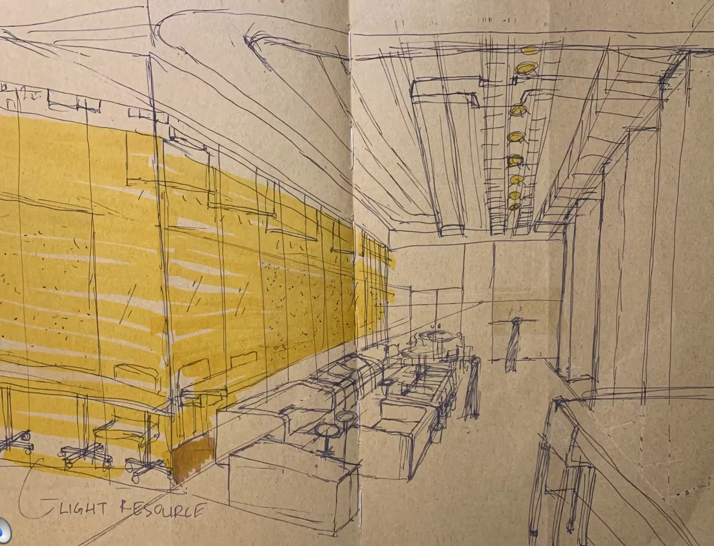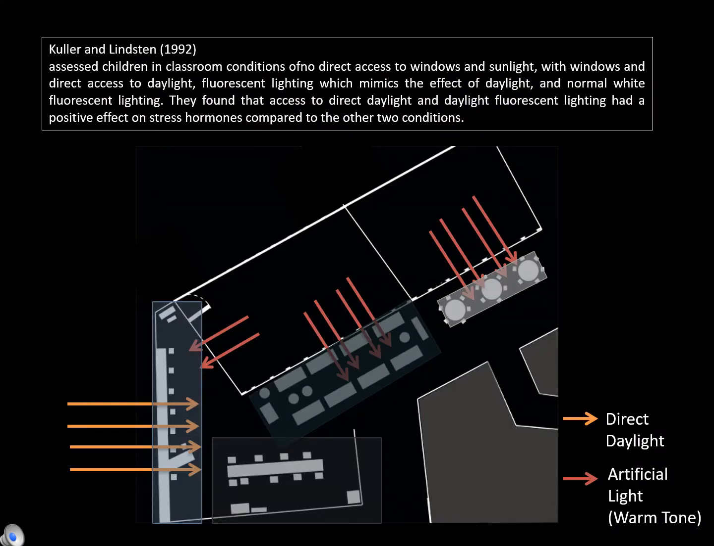That makes me remember a theory in environmental psychology by Tony Cassidy in chapter 4, of an experiment by Kohler and Linston in 1992, where they found that access to direct daylight and daylight fluorescent lighting had a positive effect on stress hormones compared to the other conditions. This space applied that rule, using warm tone artificial light and having windows to allow direct daylight, which created a different ambient characteristic in each corner of the room. Because of that, I divided the space into four zones: A, B, C, and D.